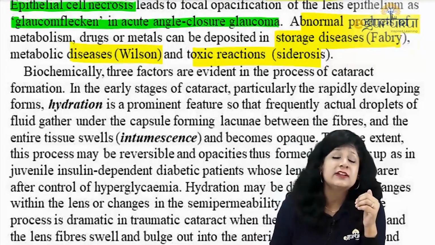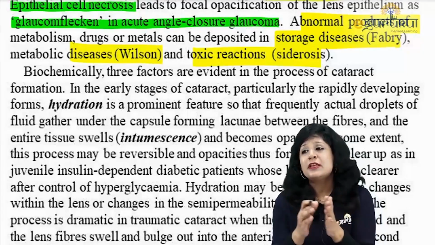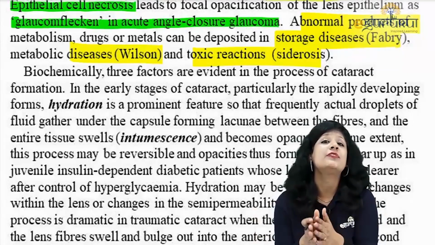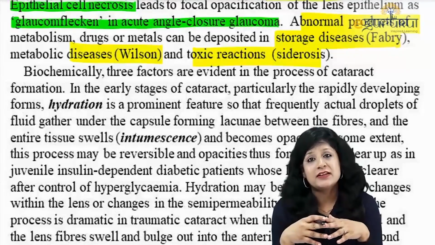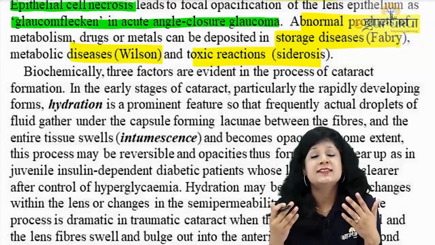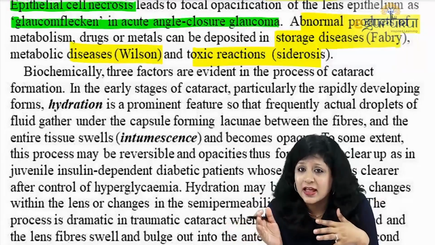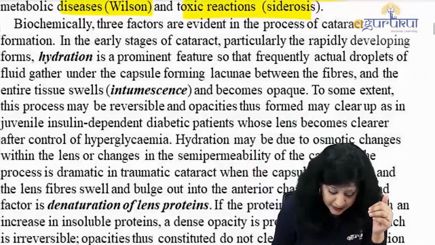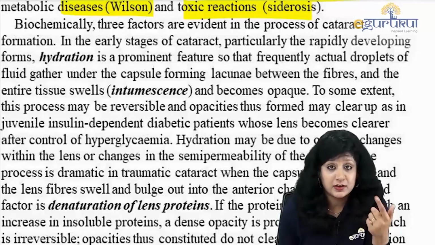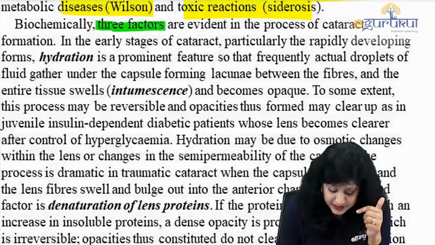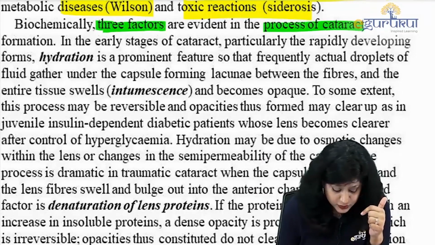So we know that there are so many things, so obviously many varied things are causing the cataract. All of them will not lead to the cataract by a similar mechanism, but yes, there are a few mechanisms they can be sharing. Biochemically, 3 factors. So what I was saying is that now they say there are 3 factors which are evident in the process of the cataract.